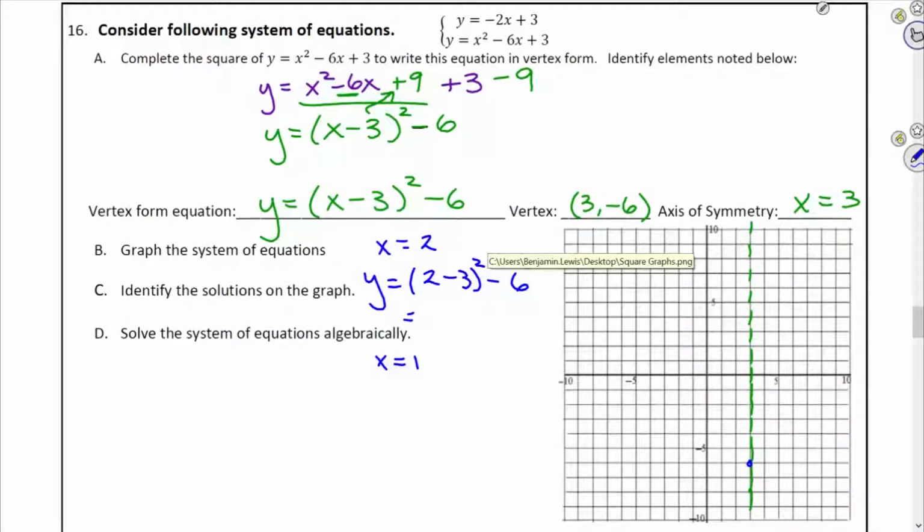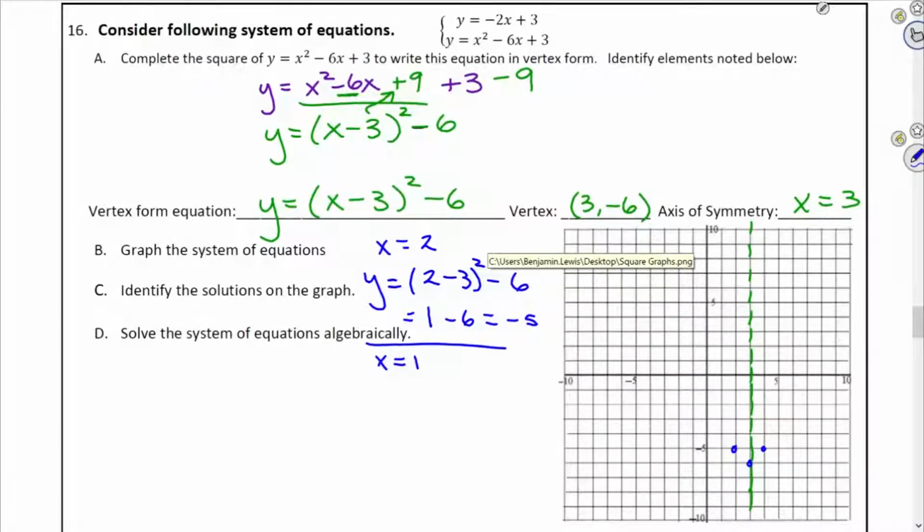2 minus 3 is negative 1. Negative 1 squared is a positive 1, minus 6 is negative 5. So I get the point (2, -5). (2, -5) is here, but it's symmetric, and so I get it over here as well.